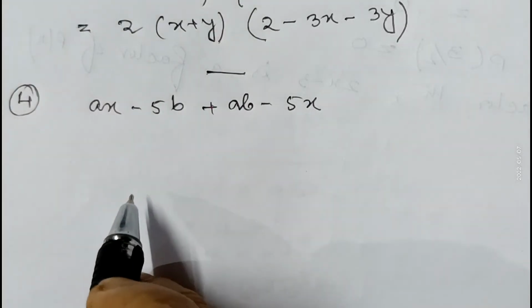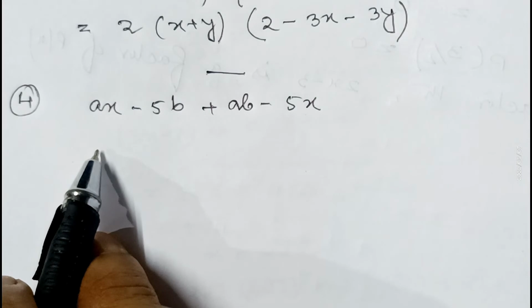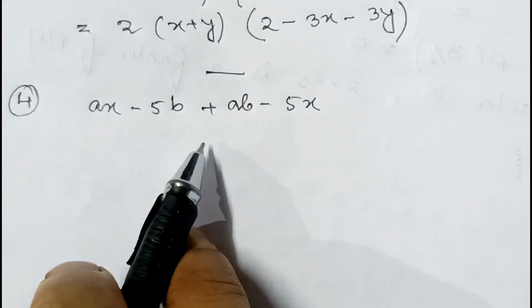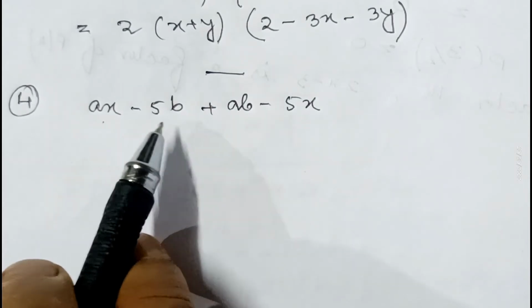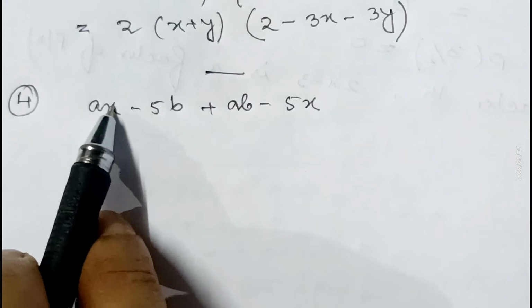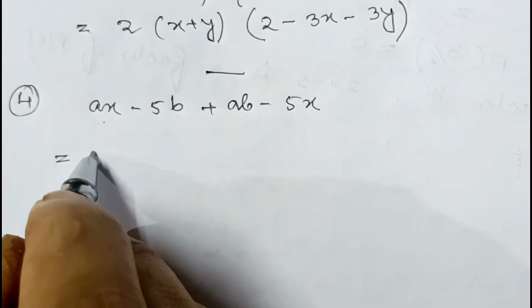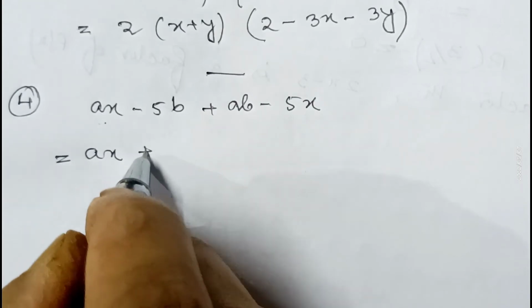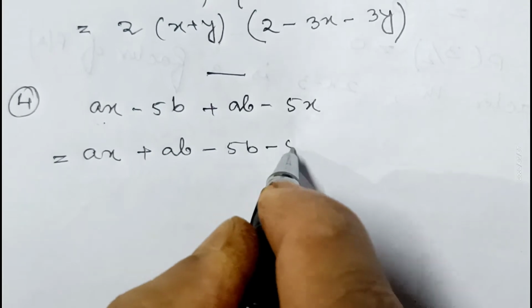Now I hope question number 3 you can do yourself. So, I am showing question number 4. Here it is ax minus 5b plus ab minus 5x. Now, if you see the first term and the second term, out of these two, nothing is common. But if I take the first and the third, then a is common. So we can rearrange it in the form of ax plus ab minus 5b minus 5x.